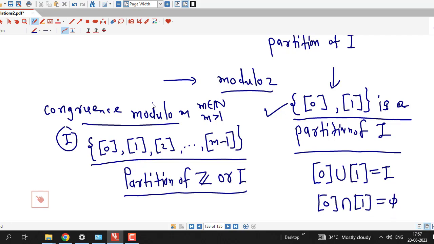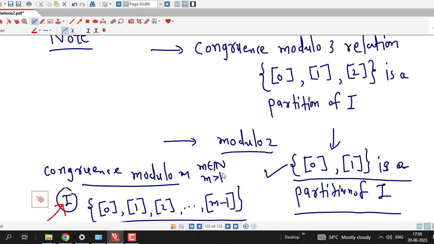And remember this remark that if we have a congruence modulo m relation on the set of integers I or Z, then this collection has m equivalence classes generated by 0, 1, 2 up to m minus 1, and this always gives us a partition of the set of integers denoted by Z or I.